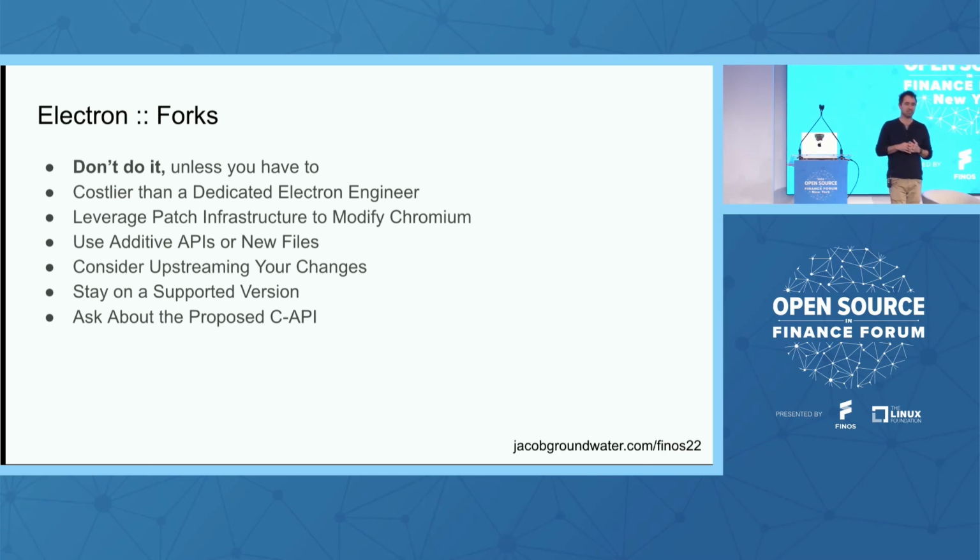I would say, though, don't fork Electron because you want to backport security patches to an outdated version of Electron because you want to keep it on a version from a year ago. It's probably more effort to do that than to put that same person on updating Electron to the latest version. And then you get so much more.